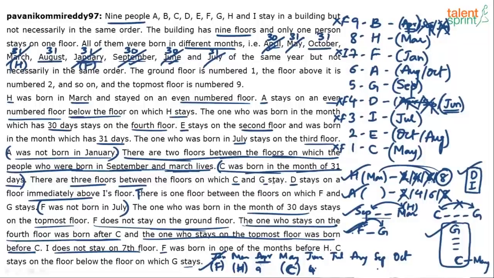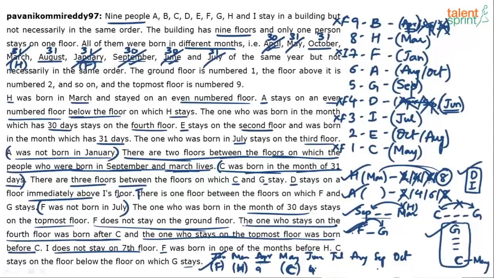There are 3 floors between C and G, that is also fixed. D stays on floor immediately above I, is fixed. There is 1 floor between F and G, well, that also is fixed. F was not born in July, fixed. The one who was born in 30 days stays on top floor, fixed. F does not stay on ground floor, yes. The one who stays on 4th floor was born after C. June, and C was born in May, yes. And the one who stays on topmost floor was born before C, yes.